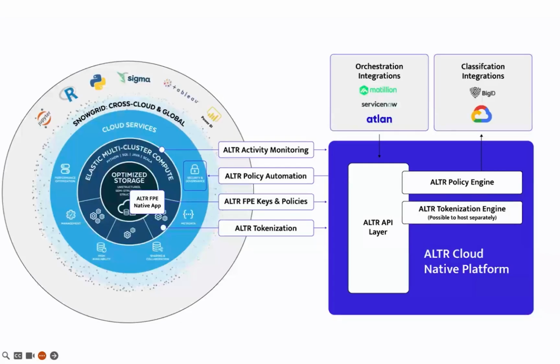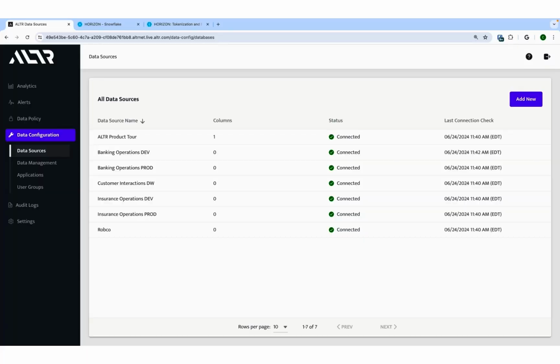Not only does ALTR give you enhanced capabilities on Snowflake, we also fit into your data ecosystem, working with your BI solutions, your ETL solutions, orchestration integrations, data catalogs, data security and discovery solutions, as well as your security information and event management solutions. Hi, today we're going to show you ALTR, a data security platform and Snowflake Horizon partner that makes it easy to implement and scale data security controls.